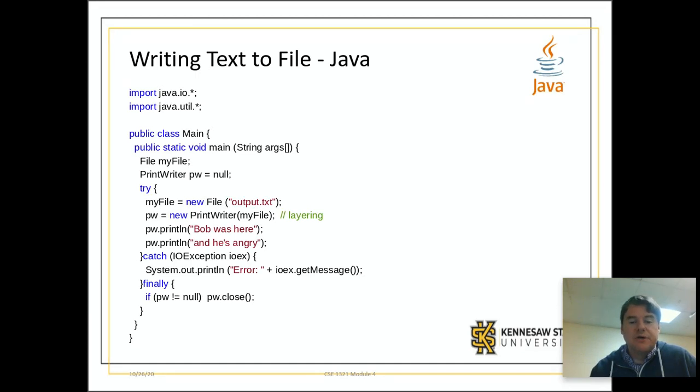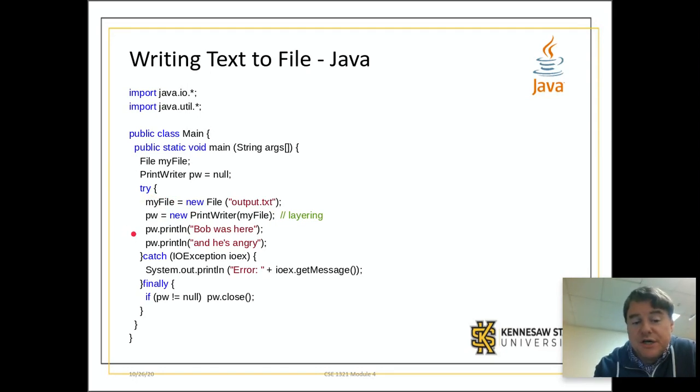All right, so here's an example of writing a file. And again, we're in Java. You're going to import java.io. And we start off and we have a file called myFile, and that gets a new file on output.txt. And then we have a print writer, which we're calling PW, and that gets a new print writer on myFile, which is what we just made right here. And then we just print to it.